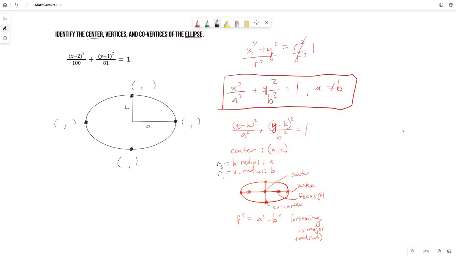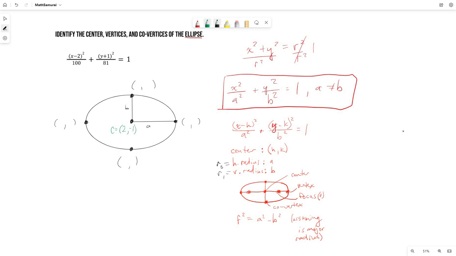They also want the center. And by this point, you should feel so comfortable with figuring out what the center is, right? We saw how this works. We just take the numbers from inside there and flip the sign, and we're good. Center is equal to 2, -1.